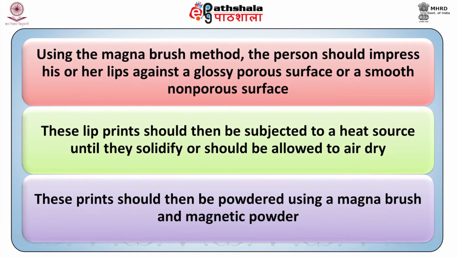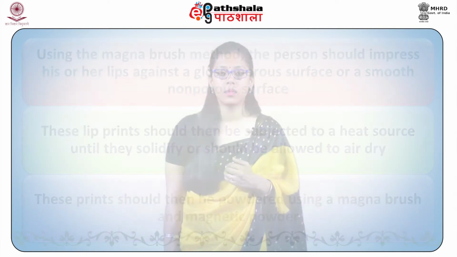To record the lip prints using the magna brush method, the person should impress his or her lips against a glossy porous surface or a smooth non-porous surface. These lip prints should then be subjected to a heat source until they are solidified, or should be allowed to air dry. These prints should then be powdered using a magna brush and a magnetic powder.